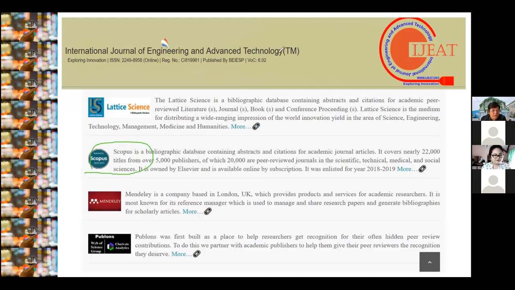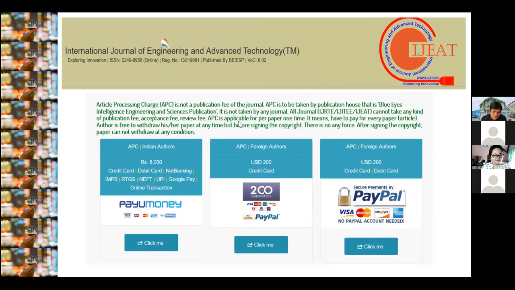Of course, if you are an early career researcher, you will be attracted. Oh, Scopus, so possibly this is my next target journal. So I tried to review their journal again, and in their website, I noticed that they ask for payment. They have an article processing charge. For foreigners now, it is $200, and this is their way of payment. So at the back of my mind, okay, they have an article processing charge. That is okay as long as the journal is legit.